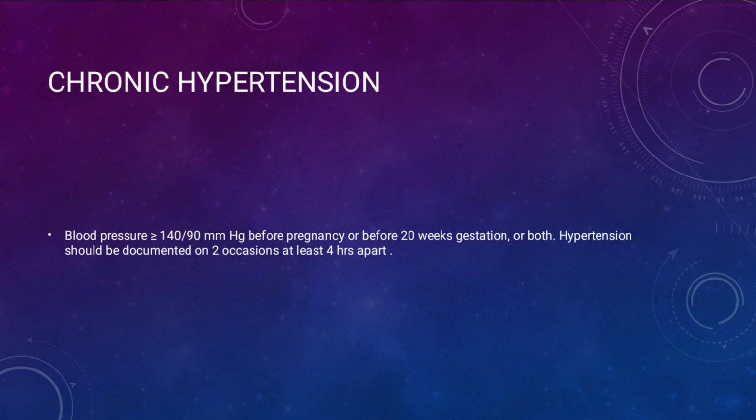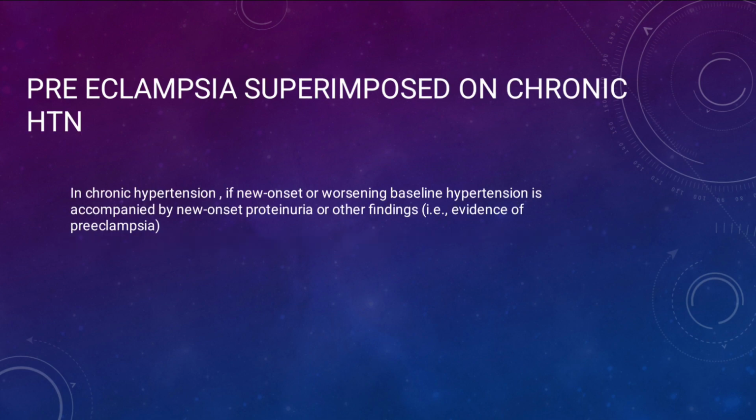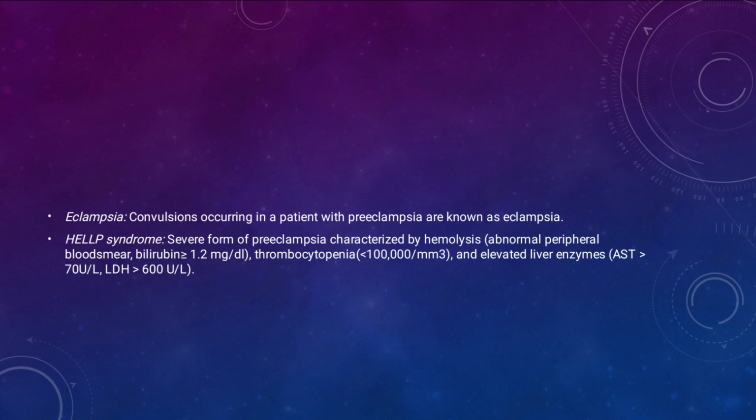Then chronic hypertension: blood pressure more than or equal to 140 by 90 mmHg before pregnancy or before 20 weeks of gestation or both. Hypertension should be documented on at least 2 occasions, at least 4 hours apart. Then preeclampsia superimposed on chronic hypertension. In chronic hypertension, if new onset or worsening baseline hypertension is accompanied by new onset proteinuria or other findings, there will be evidence of preeclampsia.